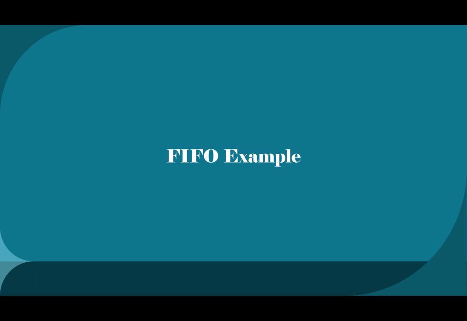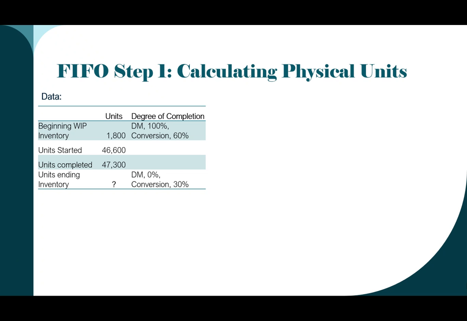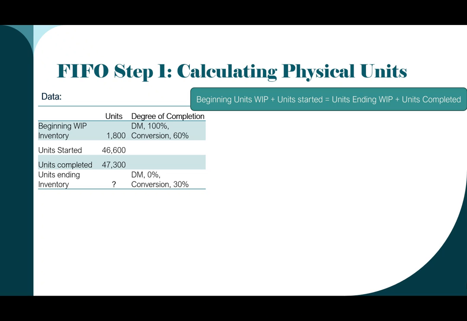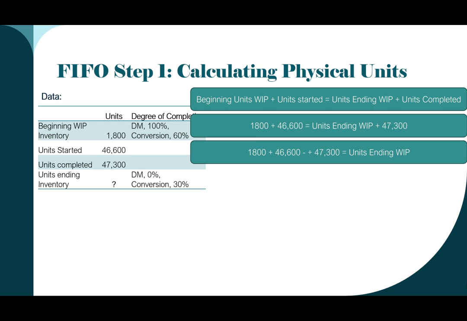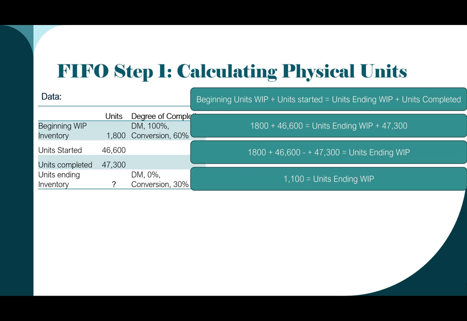So let's look at a FIFO example. First, we're going to calculate our physical units. We have some beginning work in process, some units started, and we're told the units completed, but not the units in ending inventory. We can use our formula that beginning units plus units started equals our ending work in process plus our units completed. What this formula is telling us is that basically all of the units that we worked with during the period equals either our units that are completed or ones that are still in process in our ending work in process. So when we plug in the elements from our formula, we can then solve our formula to determine that our units in ending work in process is 1,100 units.